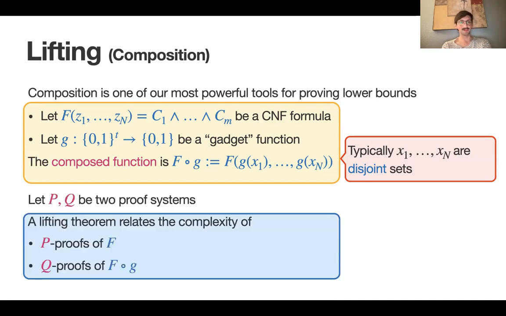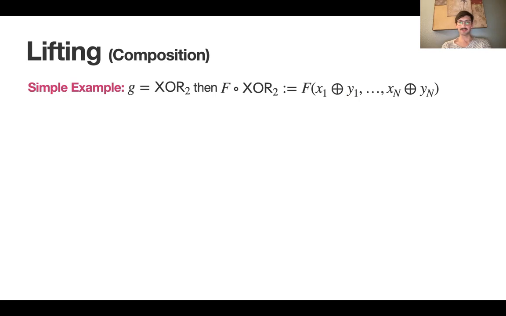So what a lifting theorem does is, if we let P and Q be proof systems, then a lifting theorem relates the complexity of P proofs of F to Q proofs of the composed function, F composed with G. A very simple example is if G is the 2-bit XOR function. In this case, in F composed with XOR 2, we replace each variable with a parity of 2 new variables. So for example, replace Z1 by X1 parity with Y1.